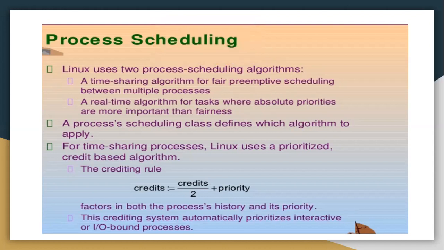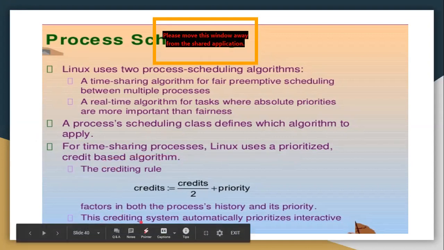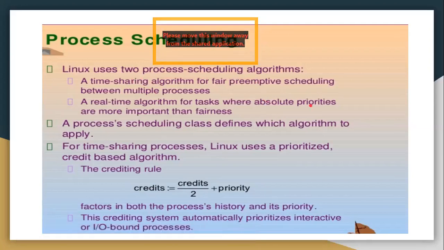Real time means priority based scheduling. The processes which are given priorities are real time. So there are two algorithms, time sharing and real time. A process scheduling class defines which algorithm. It depends upon the kernel or the policy which scheduling algorithm you want to run. Time sharing is based on priorities and a credit system. Basically it is two: one is for the time allocation and one is on the basis of priority.